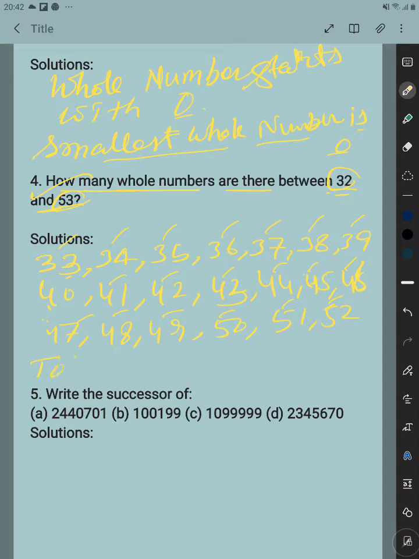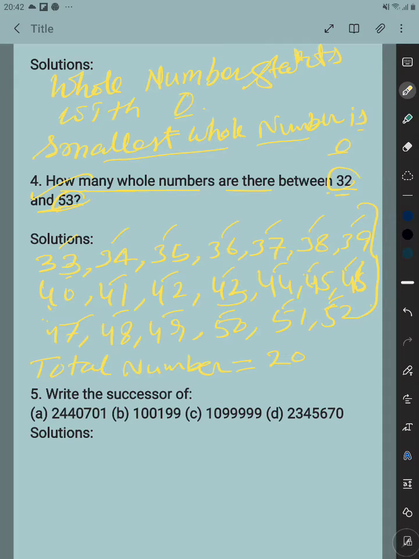Total numbers that come between 32 and 53. You need to write like this. Okay, I am not writing because space is not there. Total number is equal to 20. Actually, this is the long method to find these numbers.